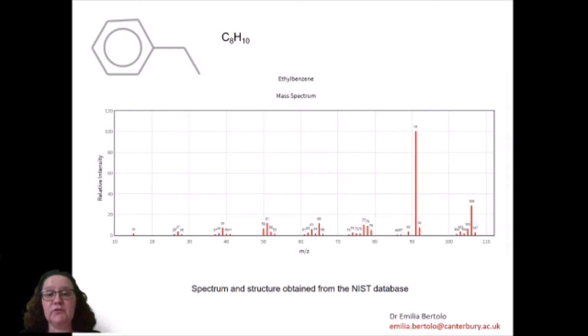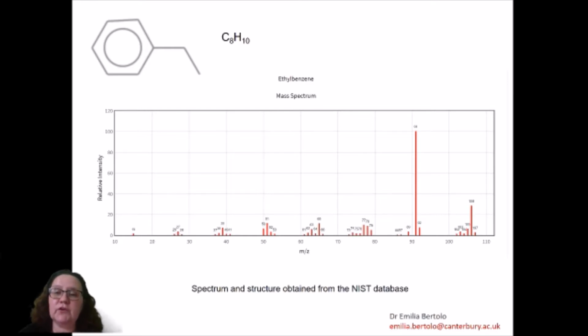This is a spectrum from the NIST database for the compound ethyl benzene. How would I go about interpreting some of the peaks on this spectrum? Well, typically the first peak you focus on is the molecular ion, the one with the highest mass to charge ratio, because that tells you the mass of the ion.